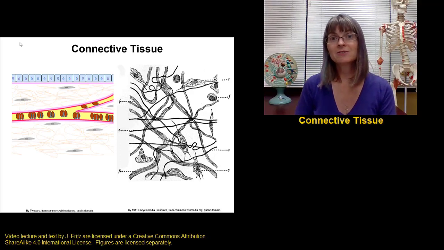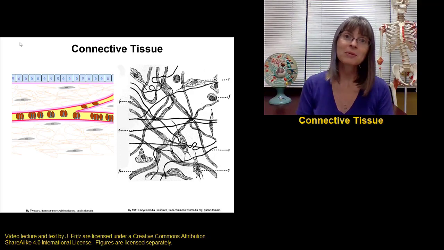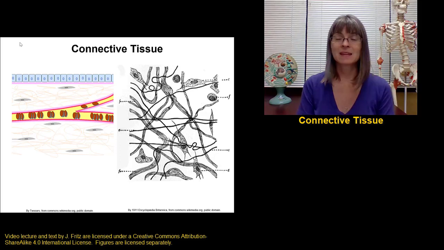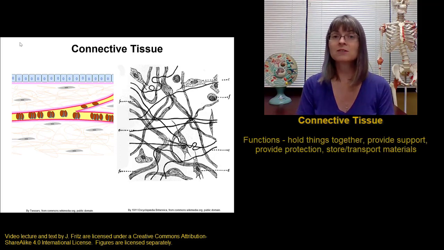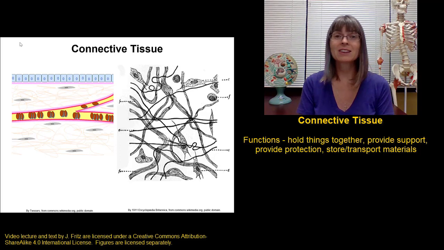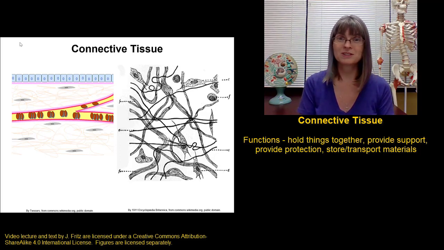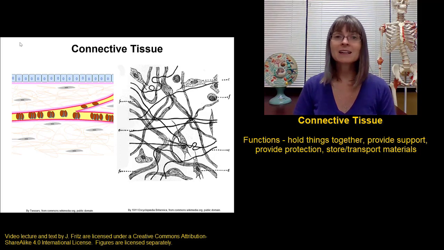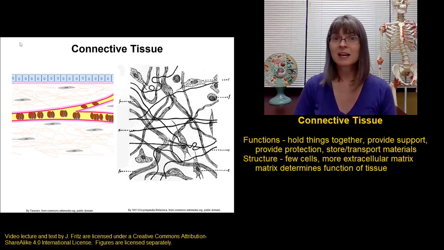Let's look at connective tissue and see how that's different from epithelial tissue. The main function of connective tissue is to connect things. It provides the support and structure to most of the organs in the body. Connective tissue helps hold things together, keep things in place, provide layers of protection, and in some cases help to transport materials. In connective tissues, we have fewer cells, and these cells are spaced further apart.